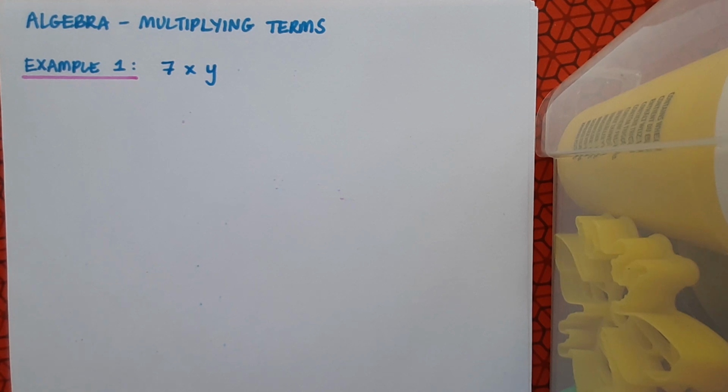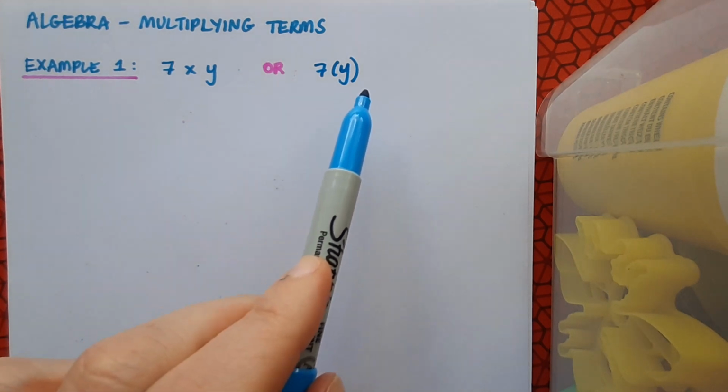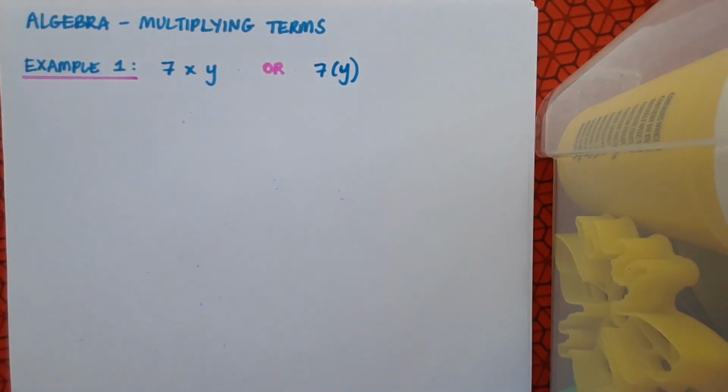As we go through algebra, we're going to see this symbol less and less often, and instead to represent multiplication, we're going to see brackets. So this way of writing it also means 7 multiplied by y. If I multiply a number by a letter, I simply run them together for the answer. So in this case, I should write my answer as 7y. That's what I get when I multiply 7 by y.